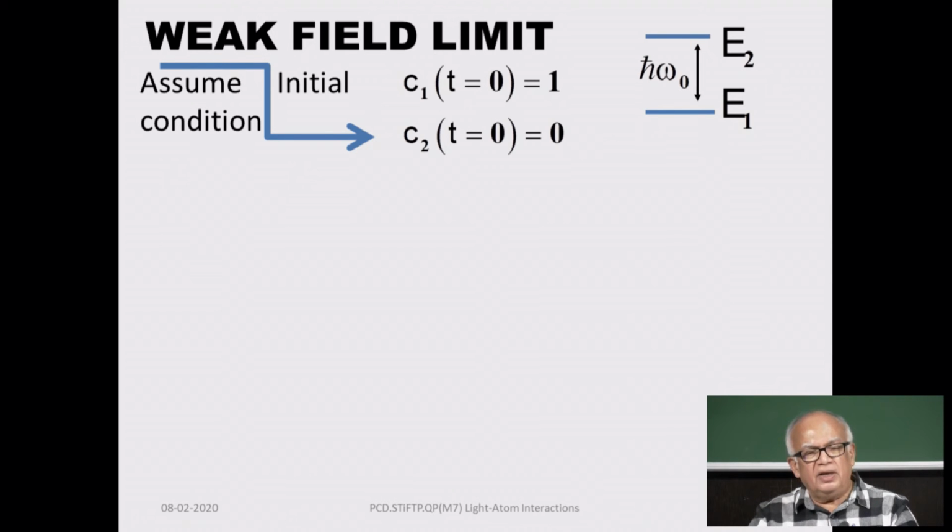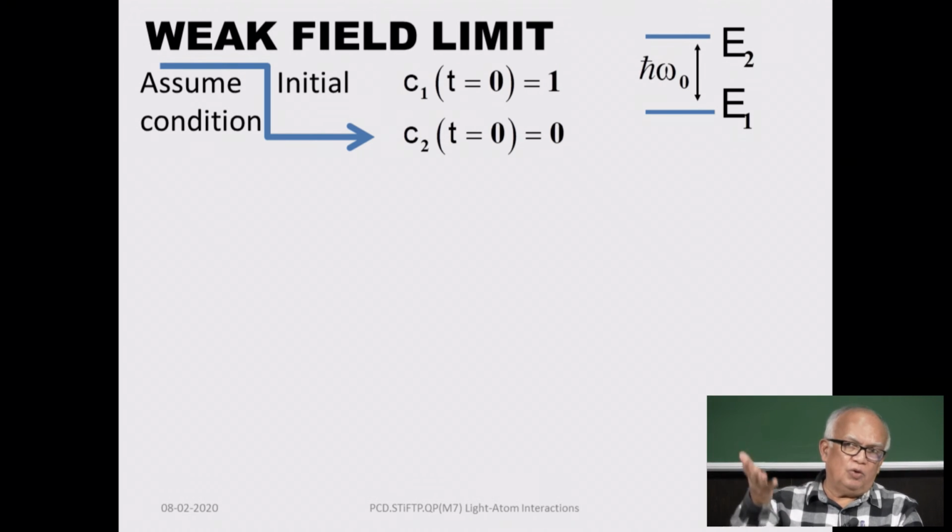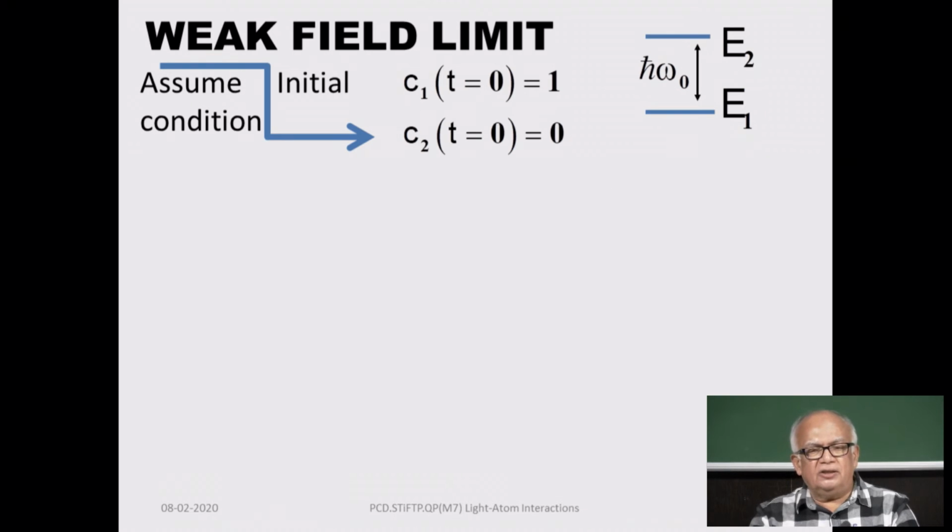the strong field limit. In the weak field limit, if you have the atom originally in the state 1, which is the lower state E1, right, and the field being weak, you will not have too many atoms which go to the excited state, all right. So, you can consider initial states to be C1 at t equal to 0 to be equal to 1 and C2 to be equal to 0. So, that is a good approximation for the weak field.